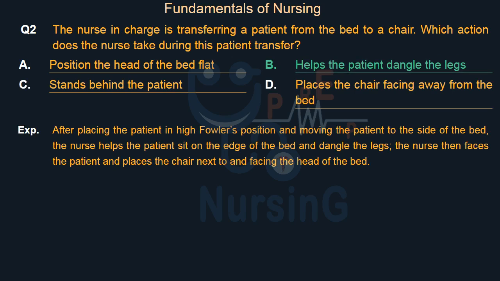After placing the patient in high Fowler's position and moving the patient to the side of the bed, the nurse helps the patient sit on the edge of the bed and dangle the legs. The nurse then faces the patient and places the chair next to and facing the head of the bed.